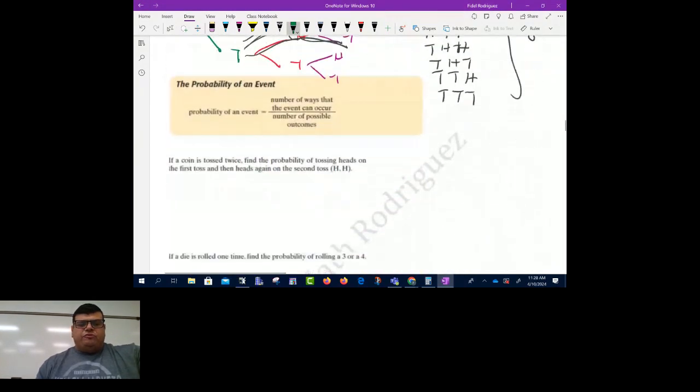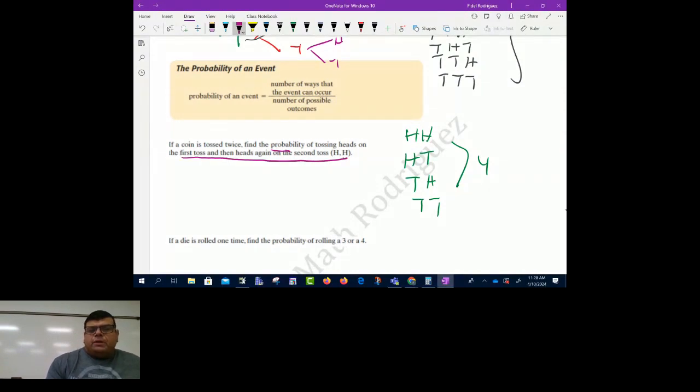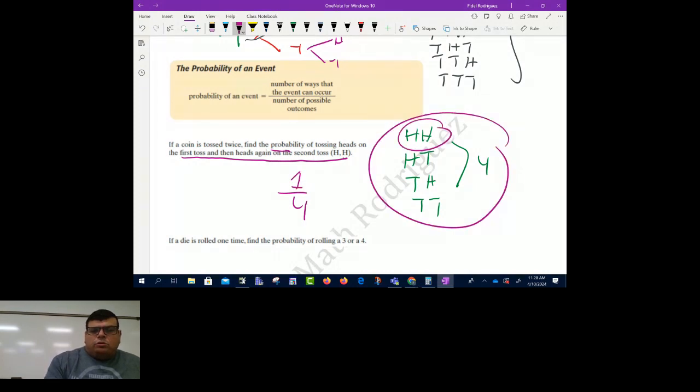So I'm going to just write those down here. So we had heads, heads, heads, tails, tails, heads, and tails, tails. Okay, so we had a total of 4 possibilities. The question is saying, find the probability that we get heads on both of them. So, y'all, out of the 4 possibilities that we have here, only one of them has heads on both. And that's why we're saying the probability is going to be 1 out of 4. Out of those 4, one of them had heads on both.